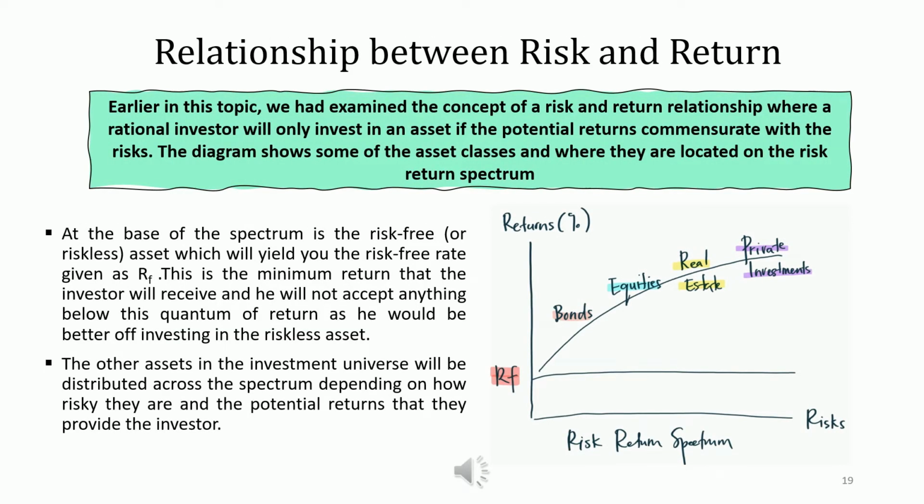Earlier in this topic, we had examined the concept of a risk and return relationship, where a rational investor will only invest in an asset if the potential returns commensurate with the risks. The diagram shows some of the asset classes and where they are located on the risk-return spectrum. At the base of the spectrum is the risk-free, or riskless, asset, which will yield you the risk-free rate, given as RF. This is the minimum return that the investor will receive, and he will not accept anything below this quantum of return, as he would be better off investing in the riskless asset.